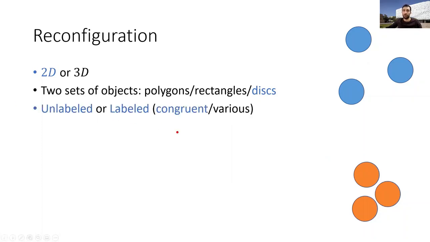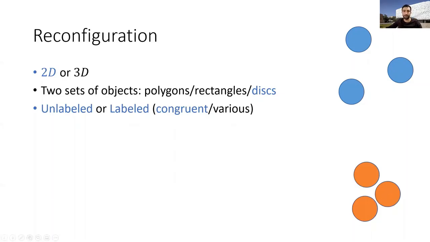There are two versions of the problem, labeled and unlabeled. In the unlabeled version, the disks are indistinguishable and thus congruent. So each start disk can end up in any of the target disks. For example, this blue disk here can eventually, after it is reconfigured, be in this position or that position, and so on.